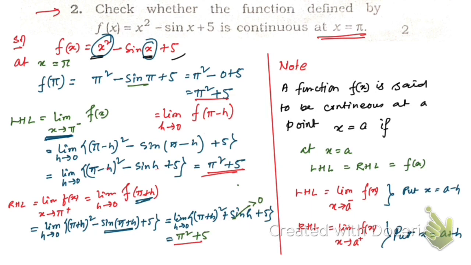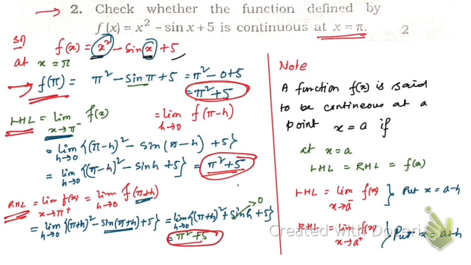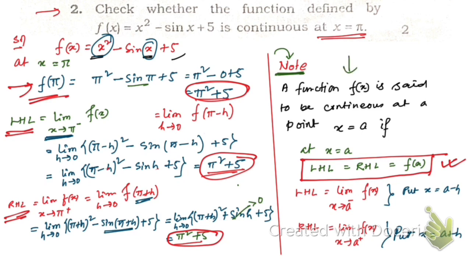So here you see, if you compare these three results, f of pi, then left hand limit is also pi square plus 5, f of pi is also pi square plus 5, and right hand limit is also equal to pi square plus 5. So all three are equal, and this condition is satisfied. This part is not a part of the solution, I have just given the note. If you don't know how to find that, then using this note you can solve this problem. That's what I have done here.